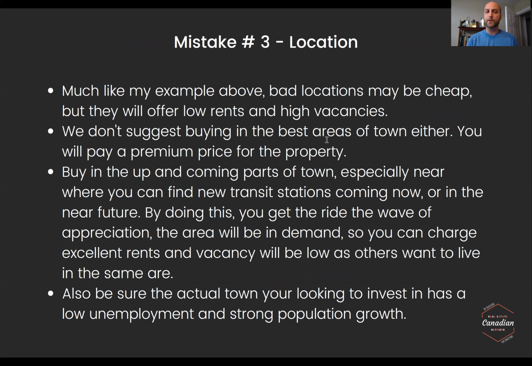But on the flip side, we also don't suggest buying in the best locations of town either, because you're going to pay a premium on the price of that property. So we recommend buying in up and coming parts of town, especially near where maybe there's going to be a new transit or a new train coming now or in the near future. By doing this, you're going to ride the wave of appreciation in the area, plus the demand is going to be there, especially because new things will be built around that transit location. So you'll be able to charge excellent rents, and your vacancy will be low, as everyone's going to want to live in that area because it's going to be very convenient.